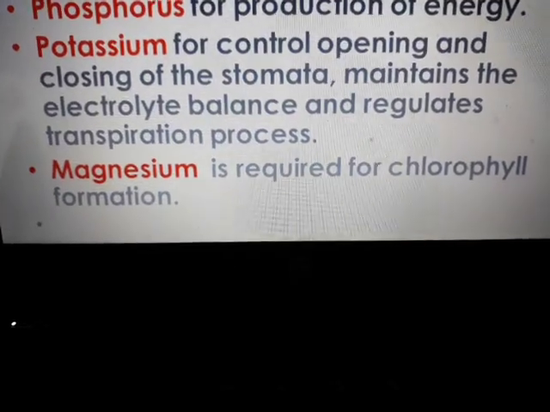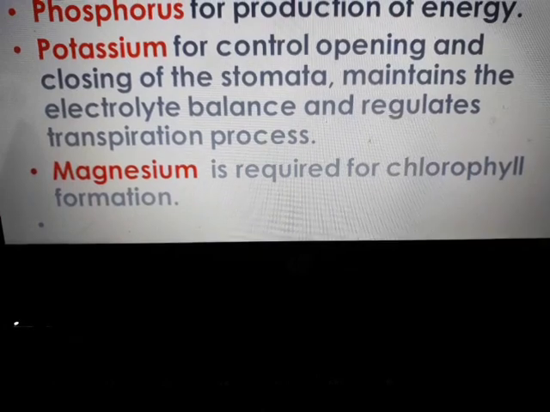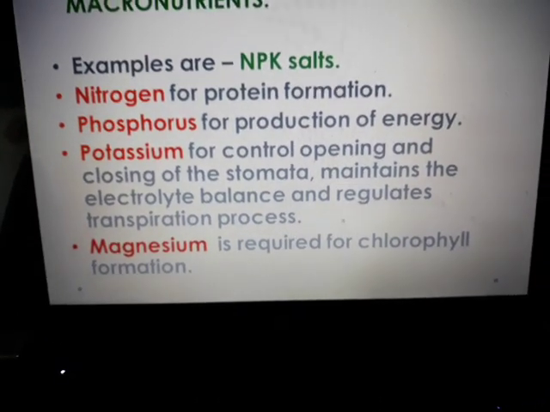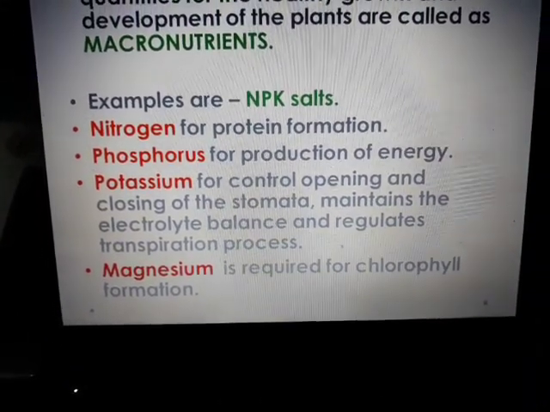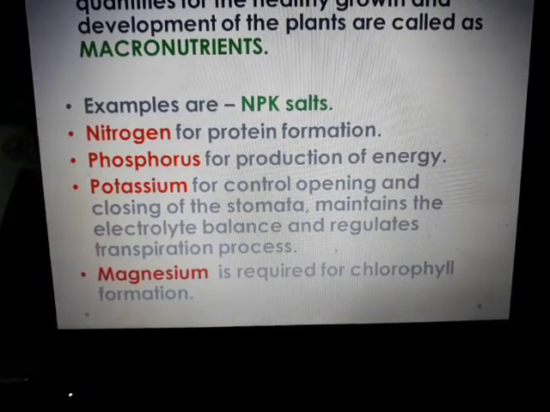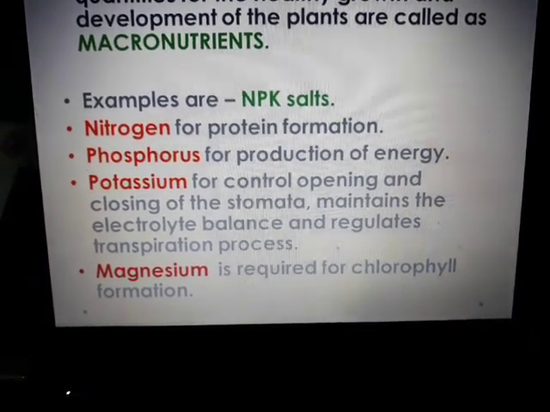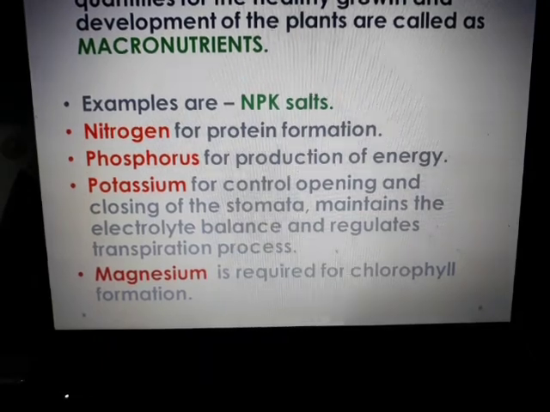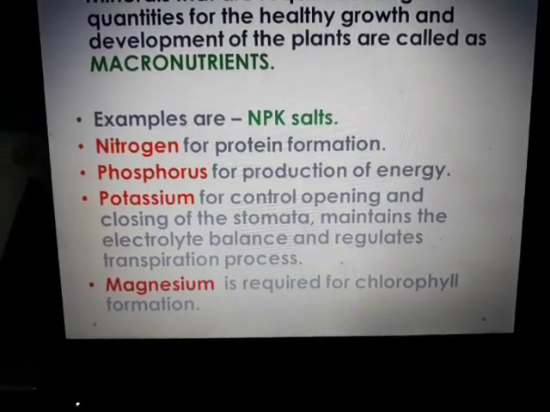And last but not the least, magnesium required for chlorophyll formation. Another very important aspect. Without chlorophyll, no photosynthesis. So you'll have to learn, children, the names of these NPK salts, and their functions mainly. So that is about the macronutrients.